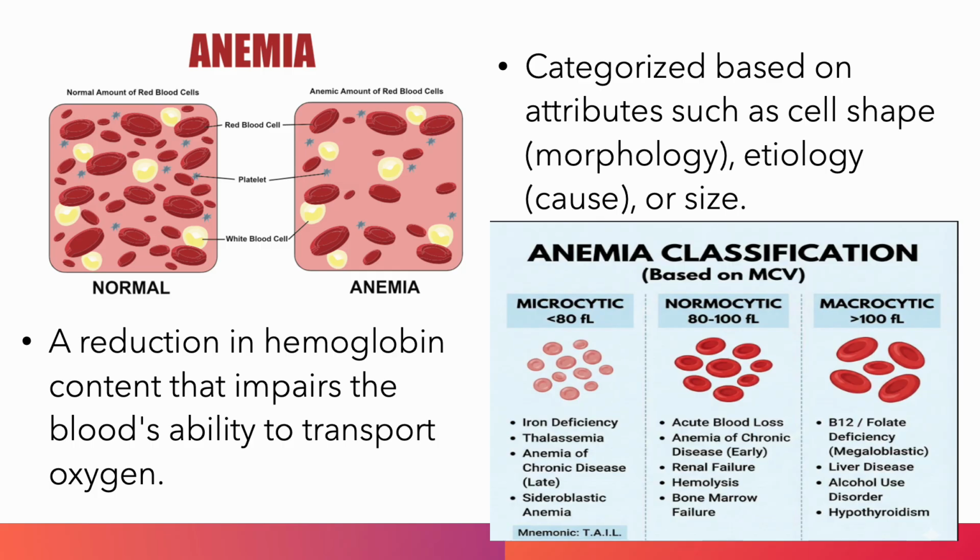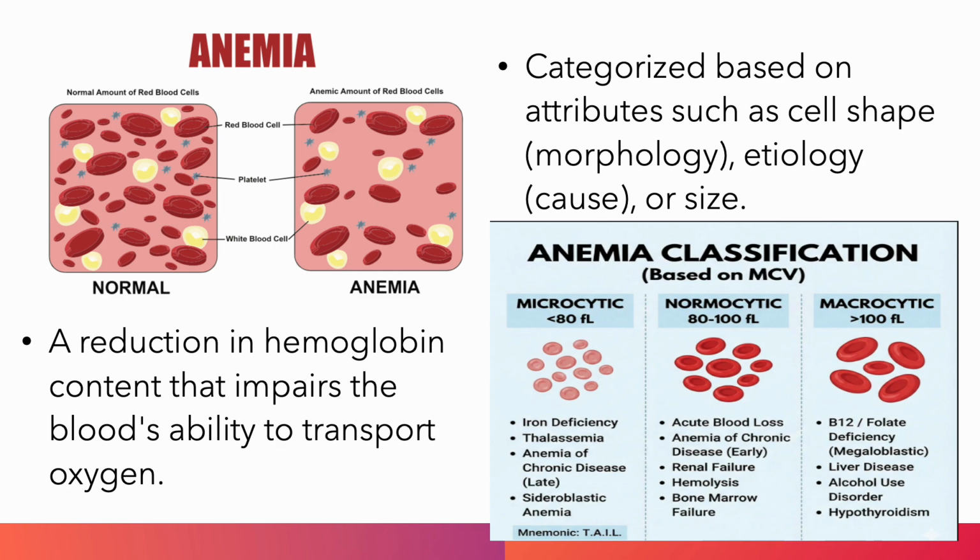So let's talk about these blood dyscrasias. One is anemia. Anemia is defined as the reduction in hemoglobin that impairs oxygen transport to tissue. Because remember, what does hemoglobin carry? Oxygen. So if a person does not have enough hemoglobin, then they're not going to carry enough oxygen to the tissues. So this is extremely important because the patient will become hypoxic.